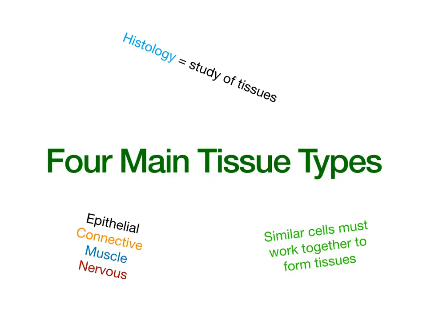So our 4 main tissue types are our epithelial, our connective, our muscle, and our nervous tissues. So tissues are formed by similar cells working together to form these tissues. If you remember back in chapters 1, 2, and 3, we talked about how we have our basic components, our chemical level, and then that chemical level combines to form our cellular level, and now we're combining those cells to make that tissue level.